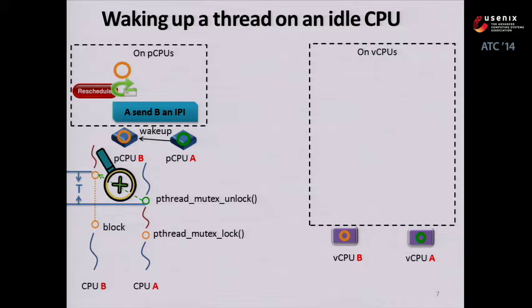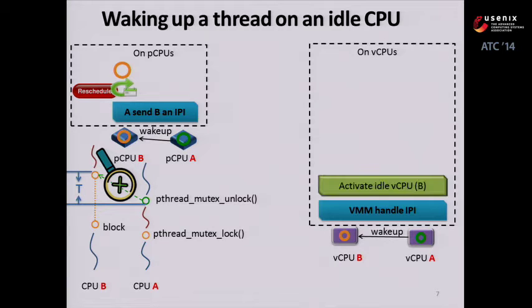If we wake up the thread on virtual machines, I mean the two CPUs are virtual CPUs, to wake up the thread, the interrupt must be handled by the virtual machine manager. The virtual machine manager must also activate the idle CPU because the idle CPU was preempted.